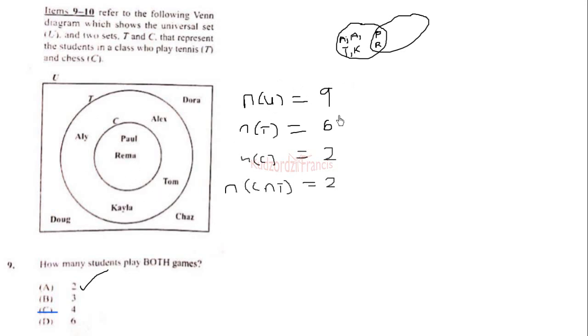And those who will be outside this, these ones over here, 3 of them. So students who play both games are only 2. There are only 2 of them. So we have nothing here, 0. That's why we're able to push it inside. Now let's look at the 10th item.